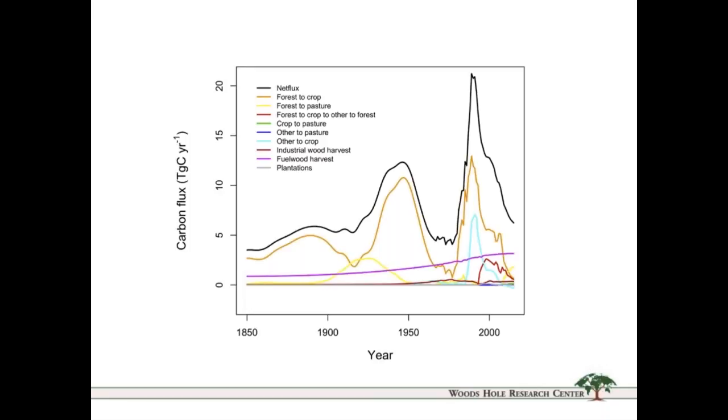And I should say, for the fuel wood line, that net flux includes both the emissions from the burning of fuel wood, but it also includes the recovery of forests, taking up carbon after harvest. So it's a net from that land management. As I say, this is one way to look at the emissions in terms of land use.